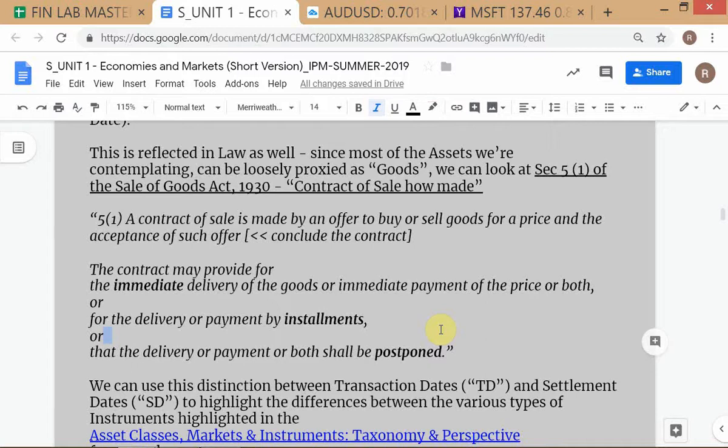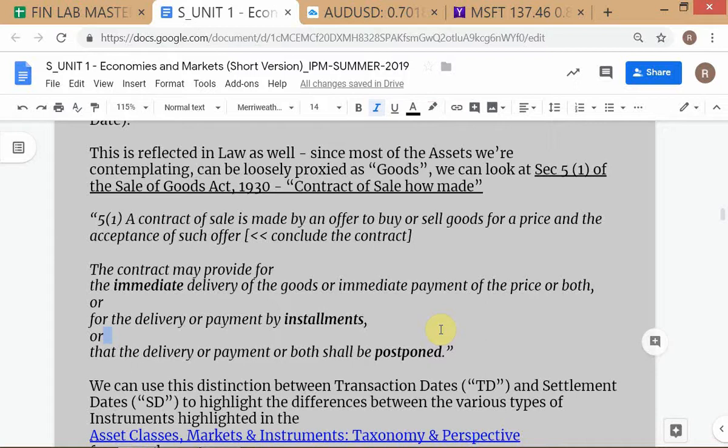Are you following? Yes, sir. So if the exchange of assets happens on the same day, if it's immediate exchange following the contract, then we say that the transaction date and the settlement date are the same. Are you following?